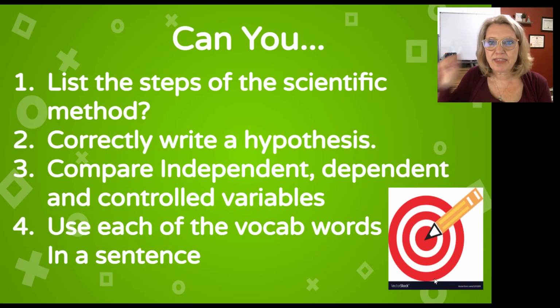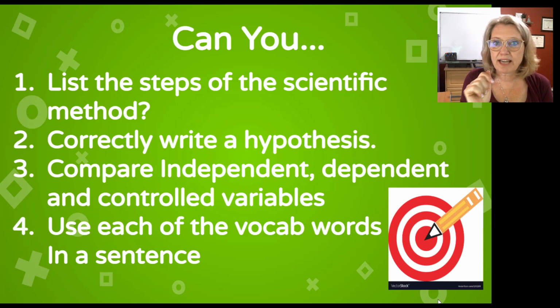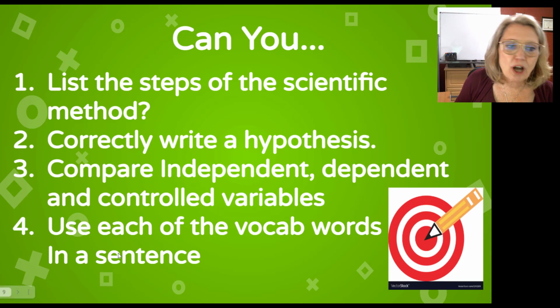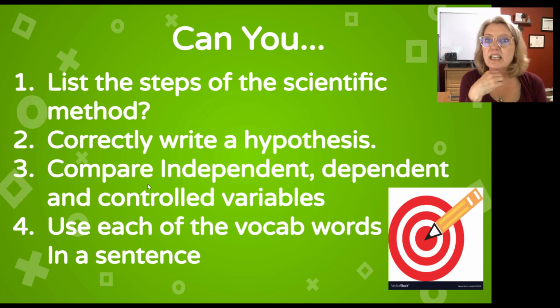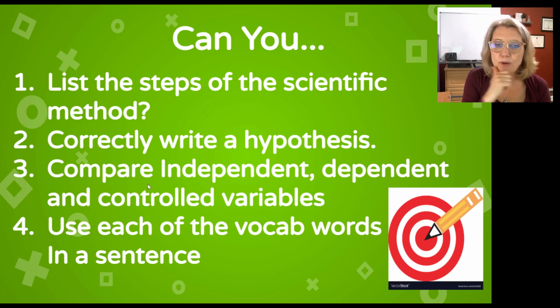Now, let's see if you hit the target. After this lesson, here's what you should be able to do. You should be able to list the steps of the scientific method. Remember, we had that little acronym poem. People really hate termites and creepy cockroaches. Yuck. You should also be able to correctly write a hypothesis with an if, then, because statement. You should be able to compare independent, dependent, and controlled variables, know how to pick them out of an experiment and know which is which.